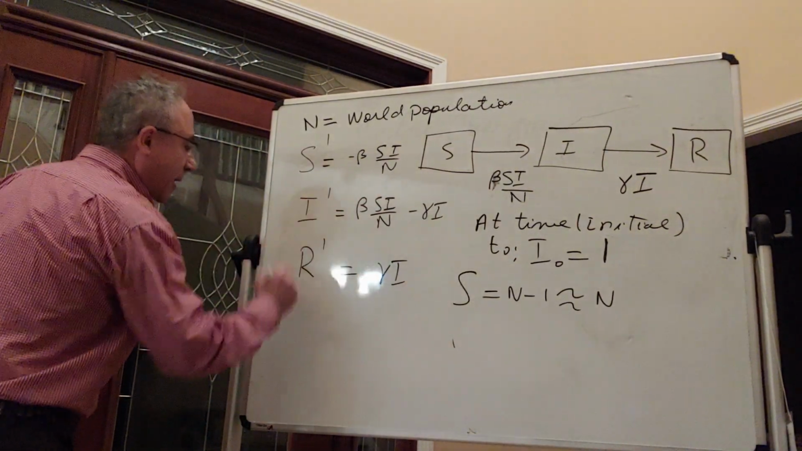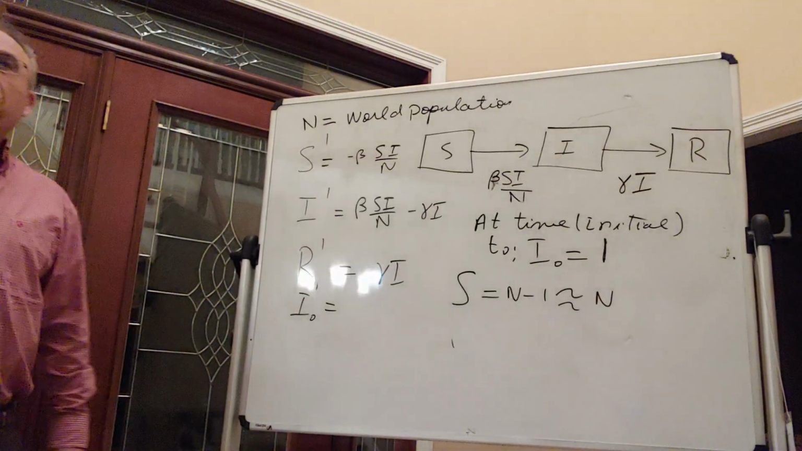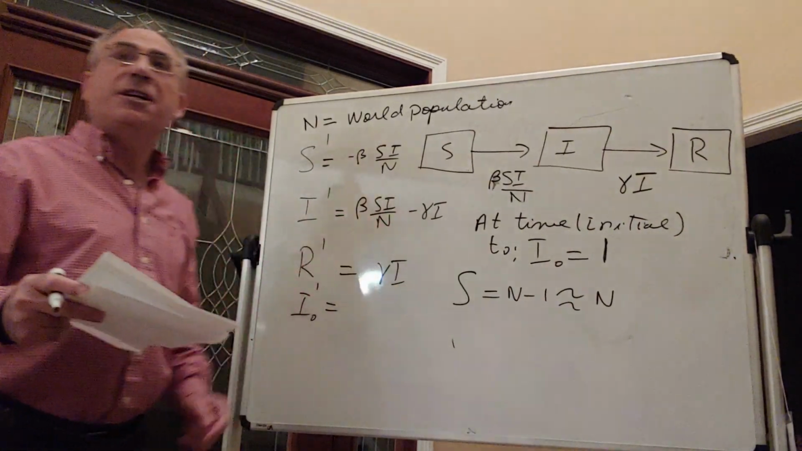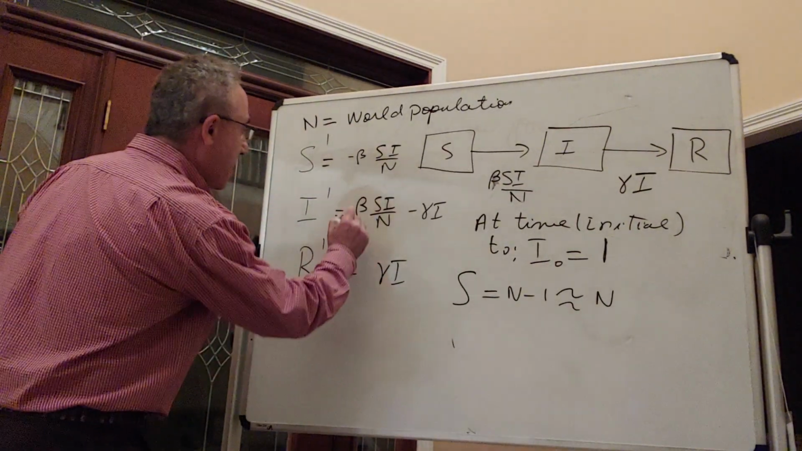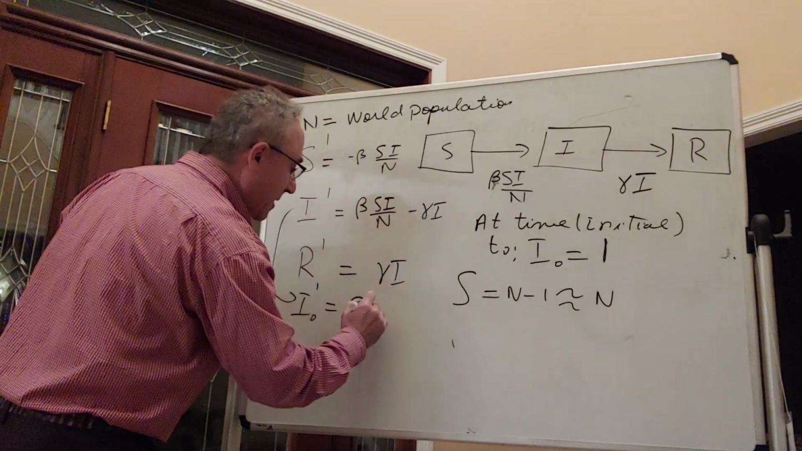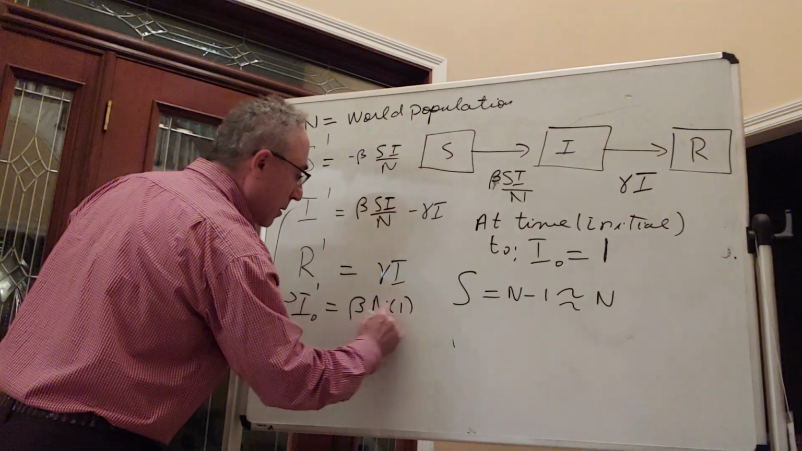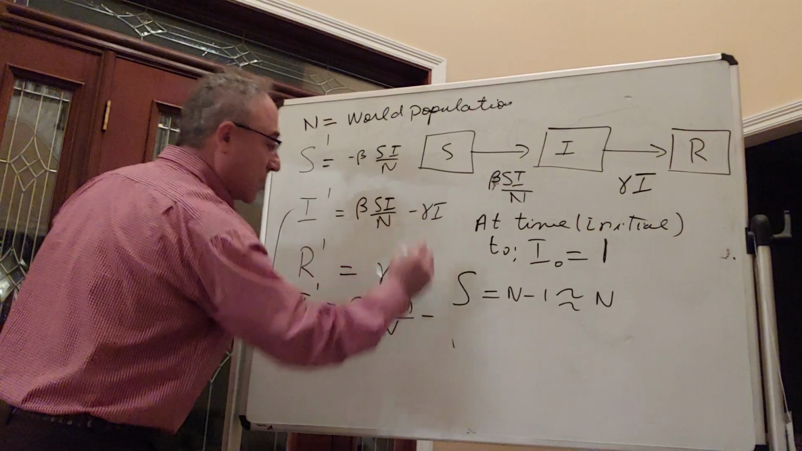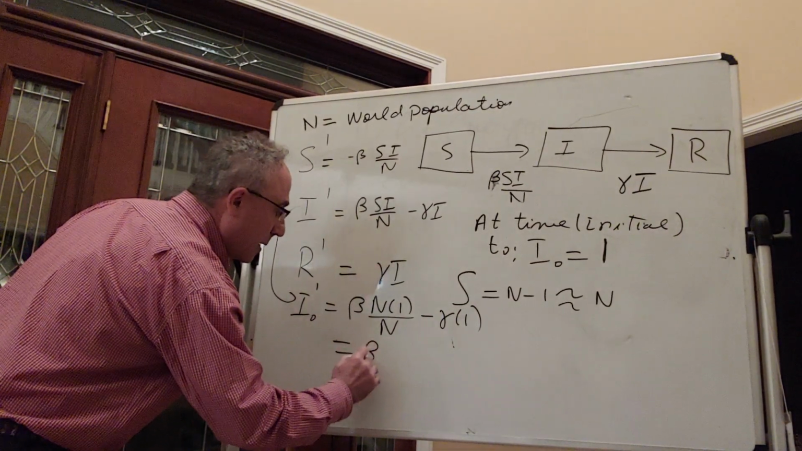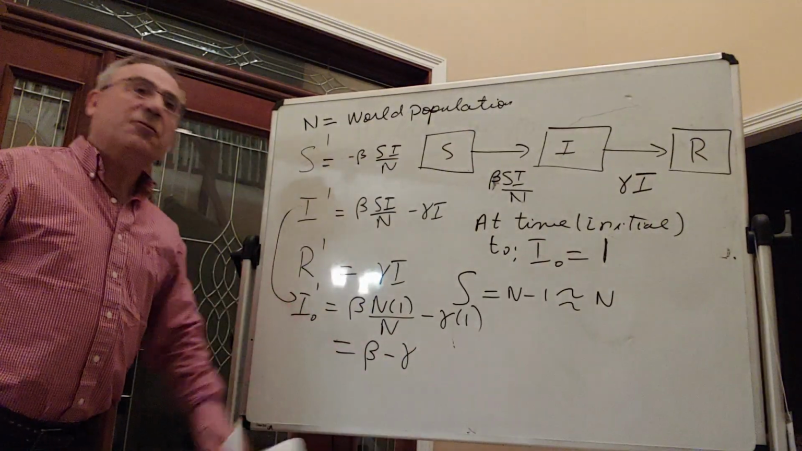So now let us take a look at the rate of change of the people infected at time t naught. It's going to be beta, remember S is N, I is 1, over N, minus gamma times 1. So that is beta minus gamma. So the number beta minus gamma is very important.